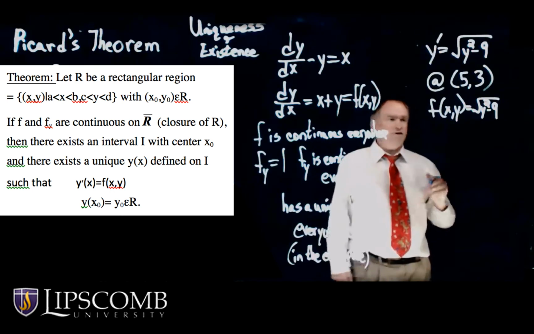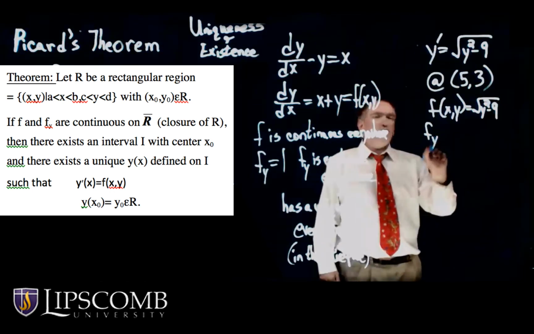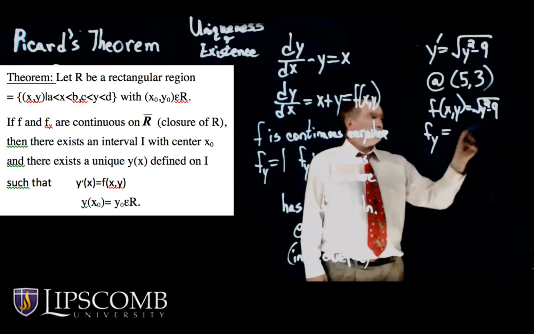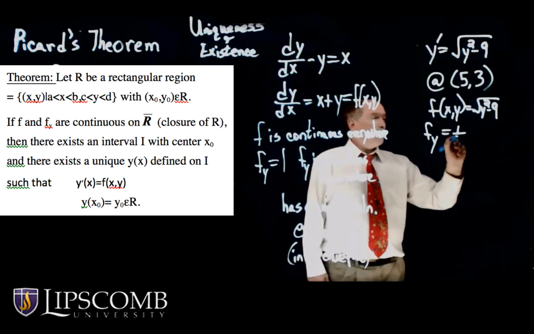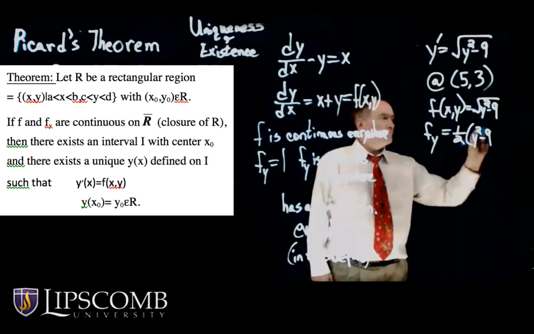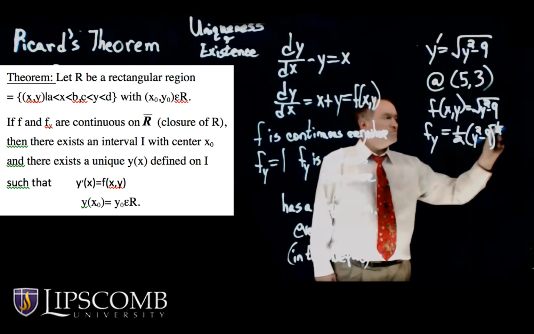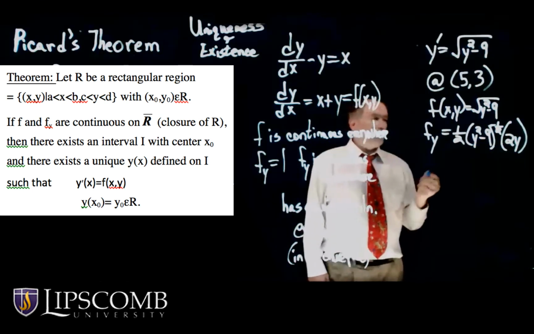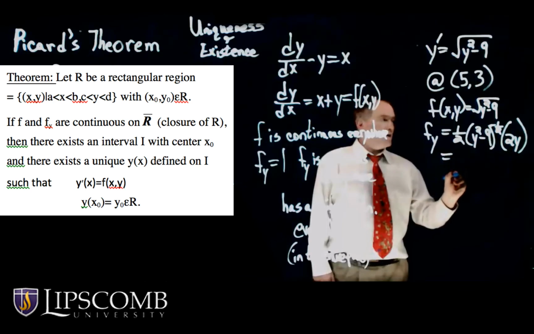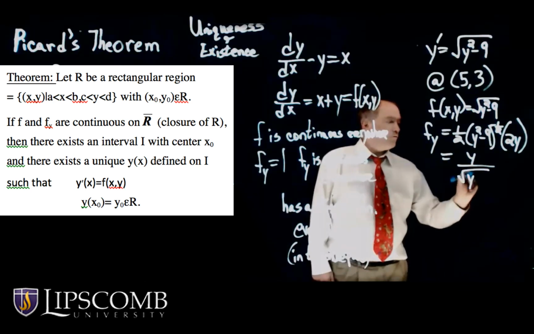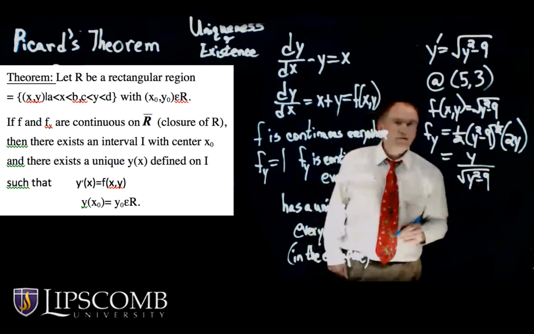Let's go ahead and take the partial. The partial of f with respect to y would be, bring down the power, 1/2, raise it to the power minus 1, times the derivative of the inside. So therefore, what do I get? I get y over the square root of y squared minus 9.